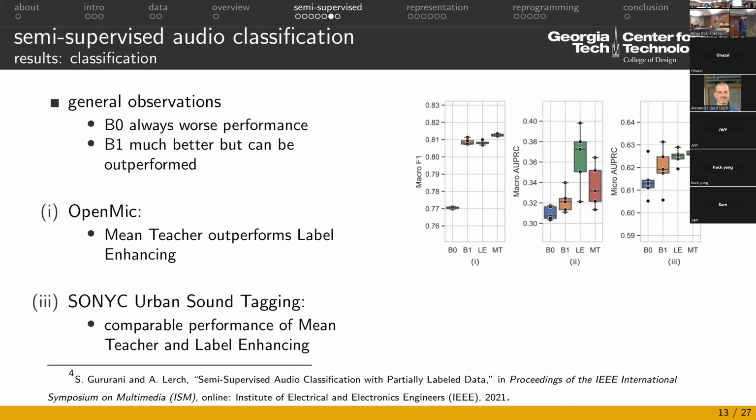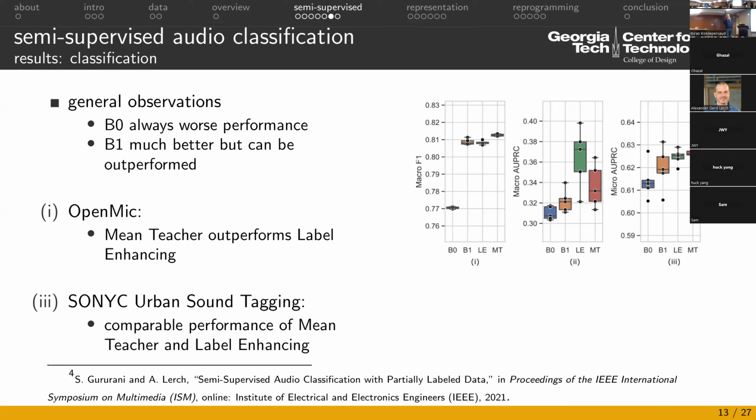So we see that we already have here, for the OpenMic data at least, a comparably huge improvement by just masking out the losses for the unknown labels. And then comparing that, the label enhancing doesn't actually add much compared to the second baseline. But the mean teacher, the consistency loss, is actually increasing the results a little bit more.